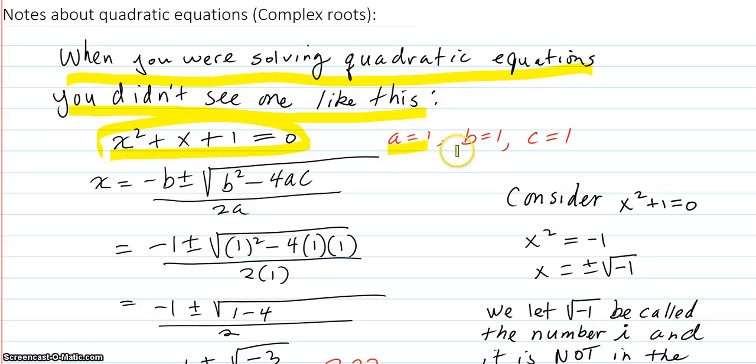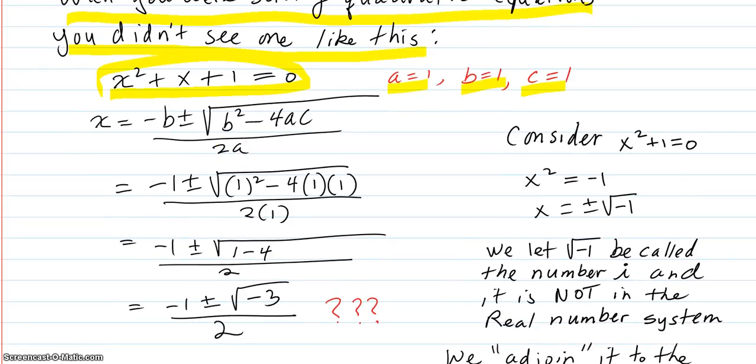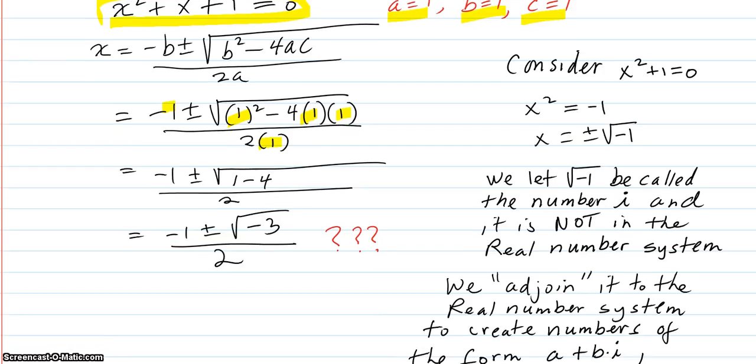A equals 1, B equals 1, C equals 1. You innocently plug it into the quadratic formula, expecting to get some answers, and you get negative 1 plus or minus the square root of 1 squared minus 4ac, all over 2a, and something strange happens that you didn't see before. It comes out a negative in the square root, which is not in the real number system. So what is going on?